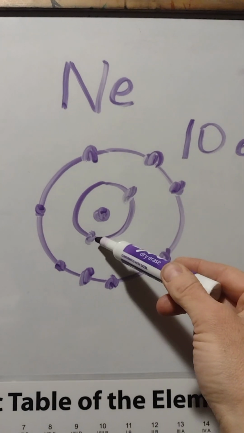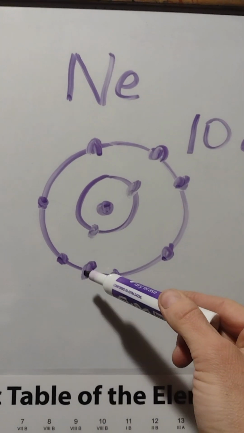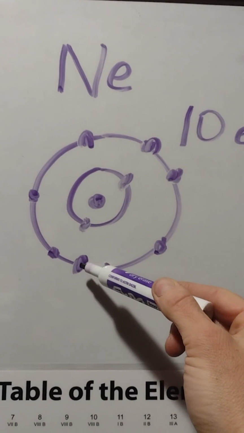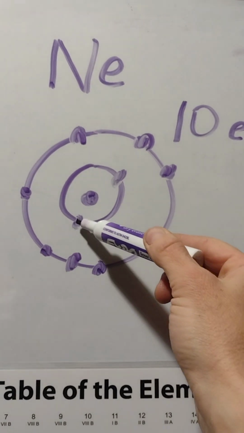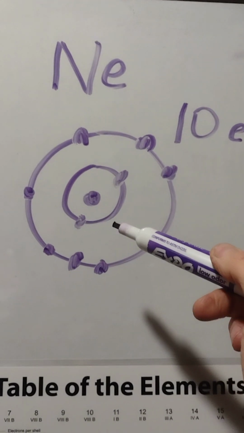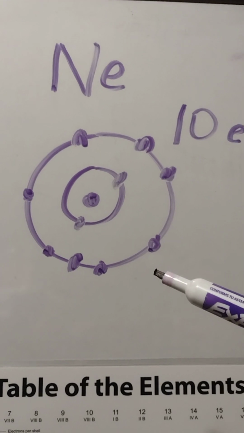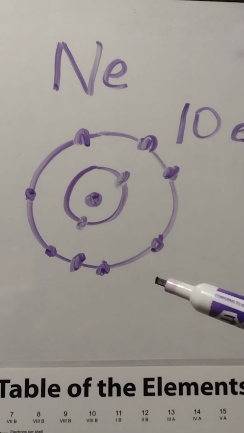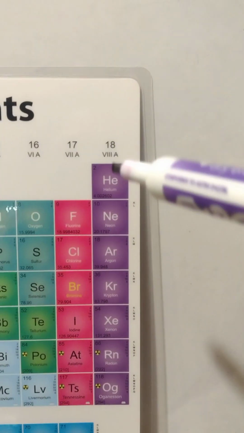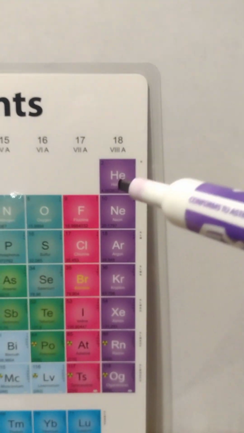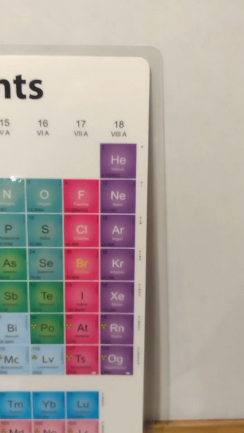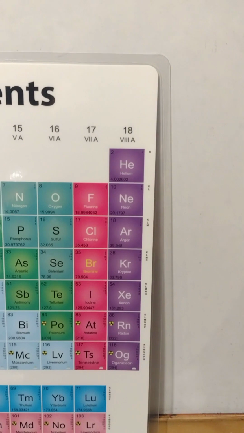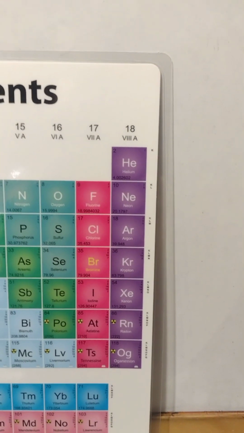And so this energy level is full, and this energy level is full. This one can hold 8. It has 8 here, 2 here. It's all filled up. It's happy. It doesn't want to give any away. It doesn't want to gain any. And so this whole group right here, the 8A group, these are very non-reactive actually.